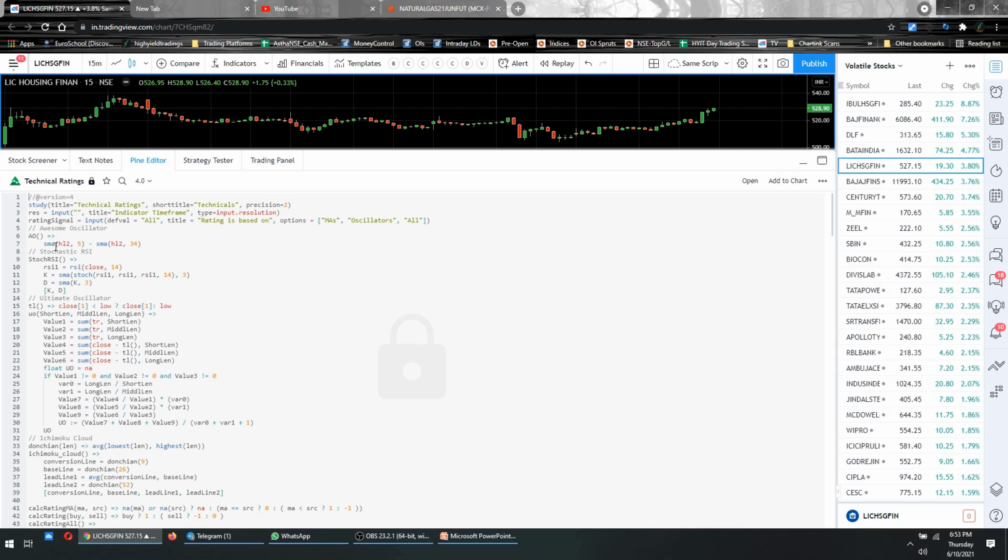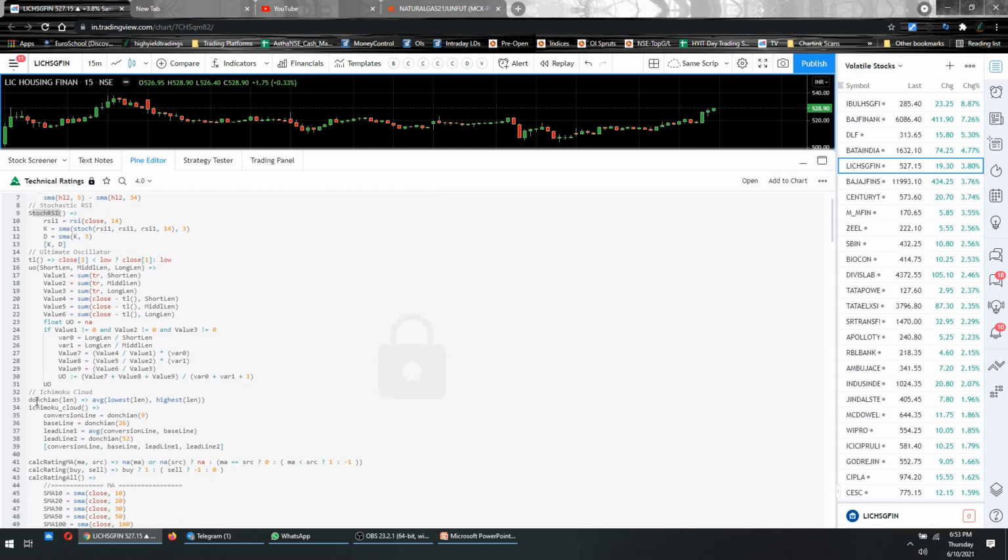Now as you can see here, as I told you earlier, we have a hell of a lot of indicators and oscillators involved here. First one is the awesome oscillator, AO. Second one is stochastic RSI. Then we go a little bit down, we have the Donchian channel. Then we have the Ichimoku cloud.